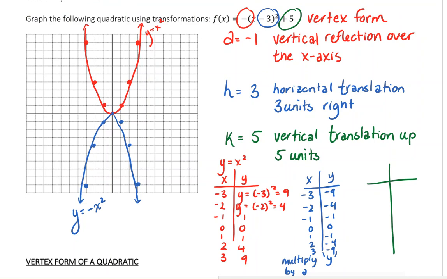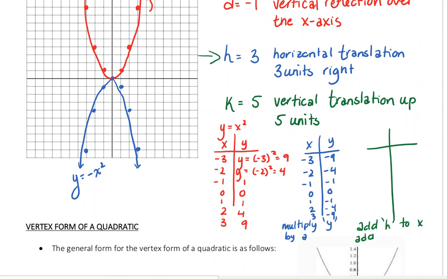So in order to apply our h value, we're going to add h to x, and in order to apply our k, we're going to add k to our y. So you're going to look at the previous table. My x value is -3. If I add 3, that gives me 0. -2 plus 3 is 1. -1 plus 3 is 2.